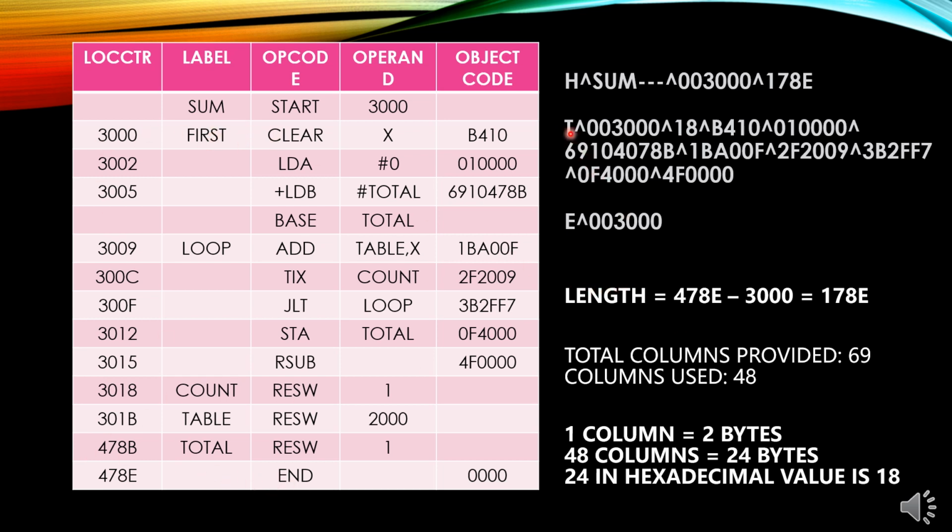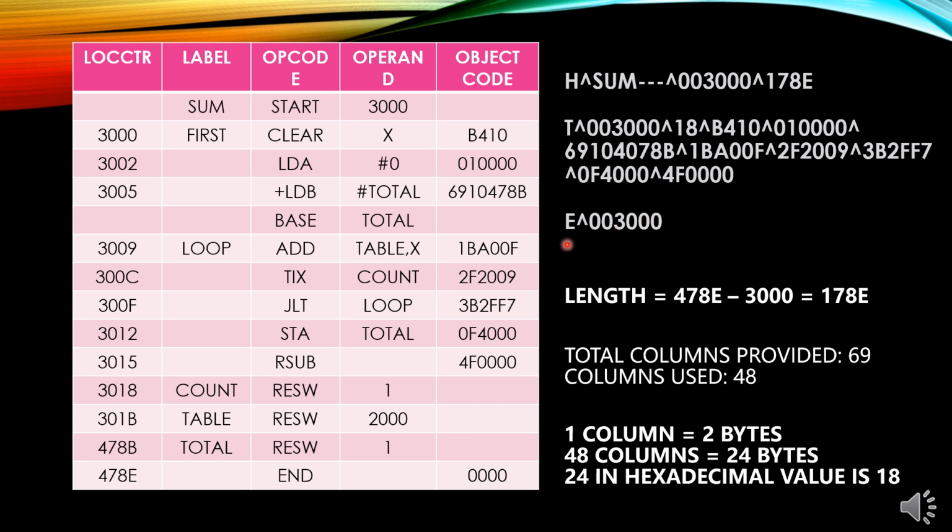Then in text record, column 1 is T, column 2 to 7 is starting address in this record, that is again 3000. Column 8 to 9 is length of object code in the record in bytes, which is 18. So we have 69 columns to use in the text record, but we've consumed only 48. So one column is half a byte, so 48 columns is 24 bytes, hence 24 in hexadecimal is 18. So that 18 is what we fill in column 8 to 9 of text record, and column 10 to 69 is the object code. As you can see, this is the object code with separation for each instruction.